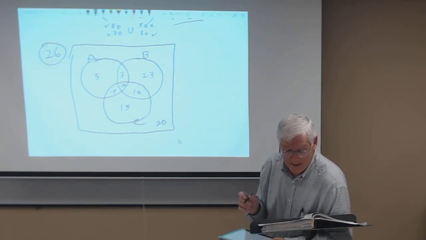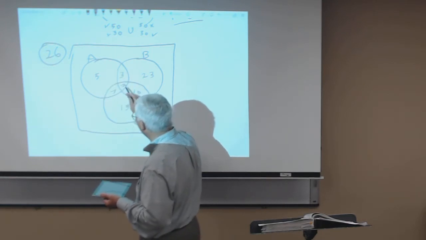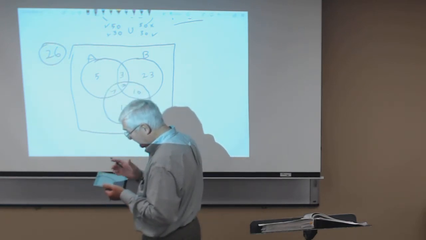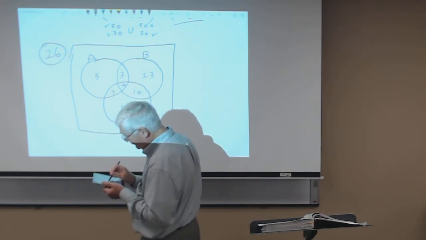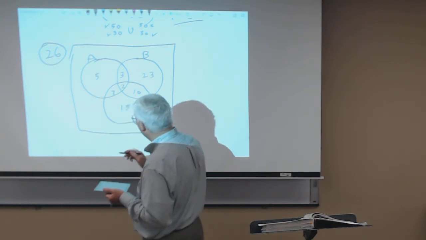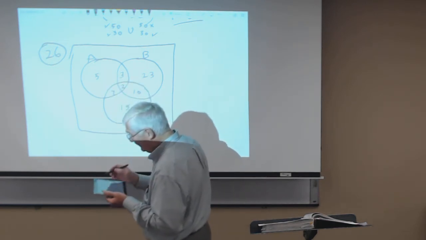26A says, how many buy product A? Okay, how many people buy this product? What is that number? That's a 7. What is this number? That's a 2. So 7, 2, 3, and 5. So that would be 17.